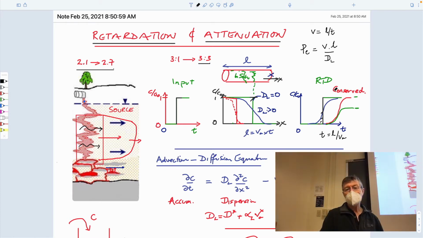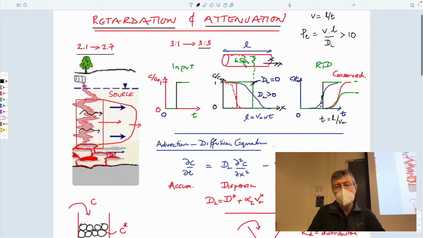We know that that's not true. We know that's only true if the Peclet number is greater than 10. If it's less than 10, then this arrival time of the front with 50% concentration and this particular time doesn't hold, and we have to use those other plots, which we talked about last time. So everything we've talked about so far is for conservative species.